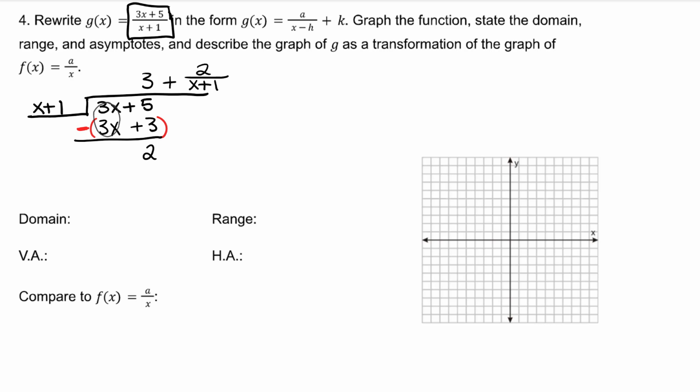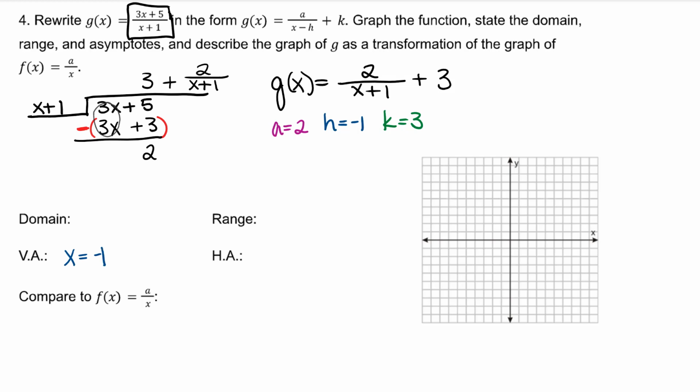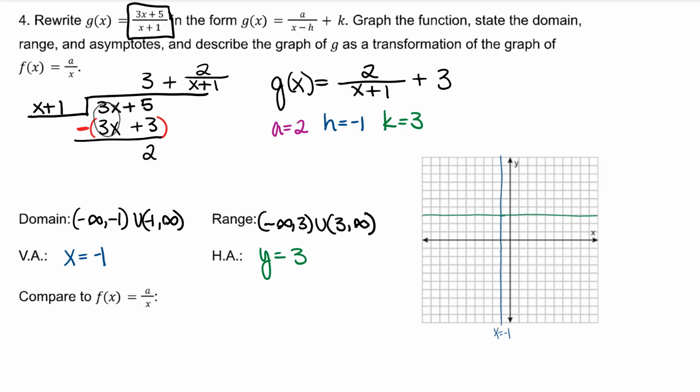So 3x plus 5 divided by x plus 1 is equal to 3 plus 2 over x plus 1. g of x rewritten in the form a over x minus h plus k could be rewritten as remainder plus quotient. Now you know that a is 2, h is negative 1, and k is 3. Your vertical asymptote will be x equals h, the horizontal shift of negative 1. Your horizontal asymptote is dependent on k, the vertical shift. And remember, your domain is everything except the vertical asymptote, and your range is everything except the horizontal asymptote. Graph your asymptotes, and then we'll plug in some values.